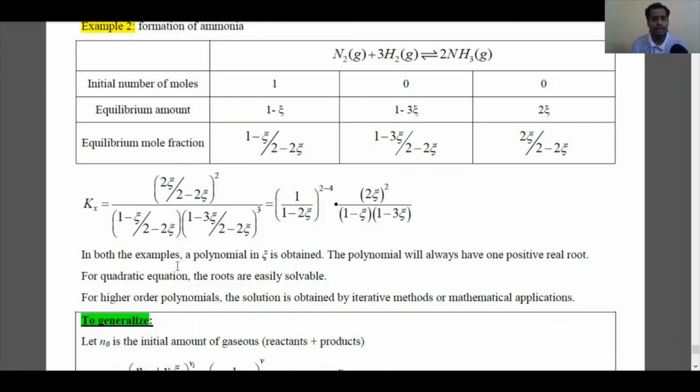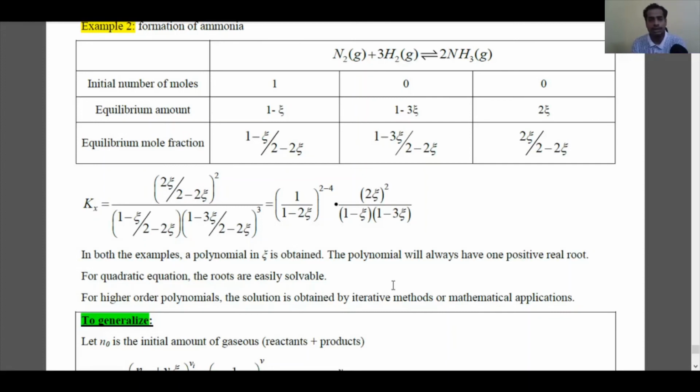In both the examples, the equilibrium constant in terms of mole fraction is a polynomial in xi. In both examples a polynomial in xi is obtained, and the polynomial will always have one positive real root. For a quadratic equation, we can solve this polynomial easily. But for higher order polynomials, the solution is obtained by iterative methods or mathematical application.